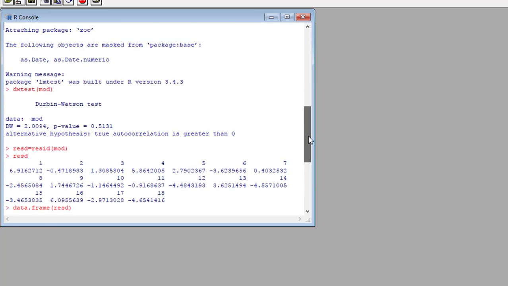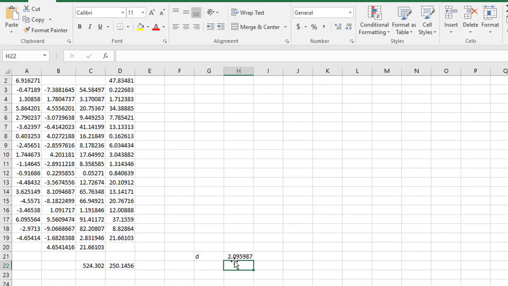Here we have a value of 2.0094, and here we have a value of 2.095987. That's negligible, and it can be attributed to corrections within R. So here we have our test statistic being 2.095987, and we want to test for positive and negative autocorrelations. So we'll just go back to our initial hypothesis and our rejection region to see if we can accept or reject.